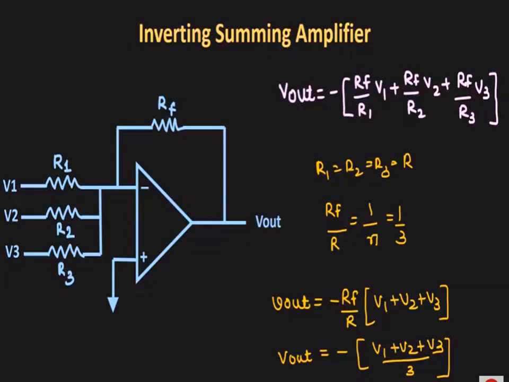So I can rewrite the above equation as Vout is equal to minus RF by R times (V1 plus V2 plus V3). RF by R is nothing but 1 by 3. So I can rewrite that as Vout is equal to minus of (V1 plus V2 plus V3) divided by 3. That is nothing but averaging the things here.